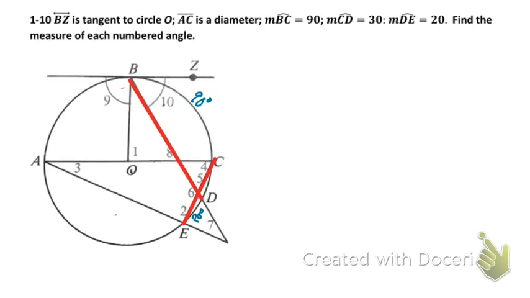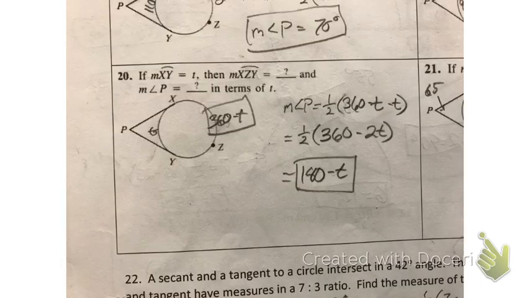So the first thing I would do is, what's labeled for us? Oh, x, y equals t. So I'd label that as t. It's almost exactly like the bell work question. We have to label this as t, which makes this big arc 360 minus t.